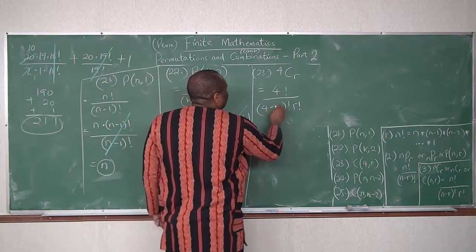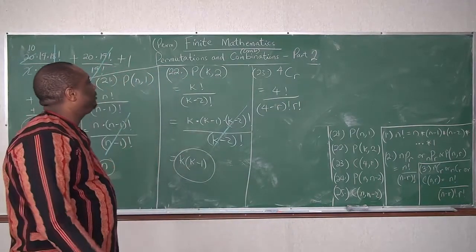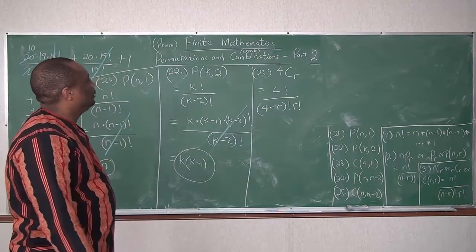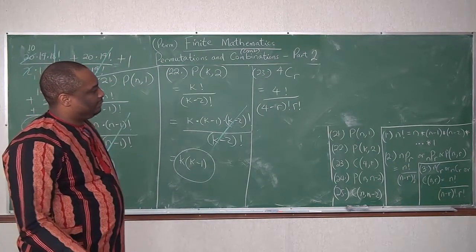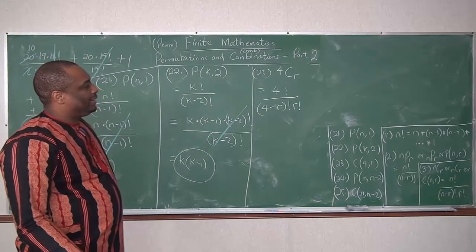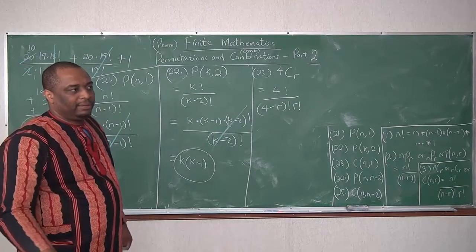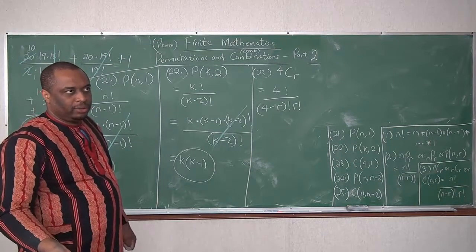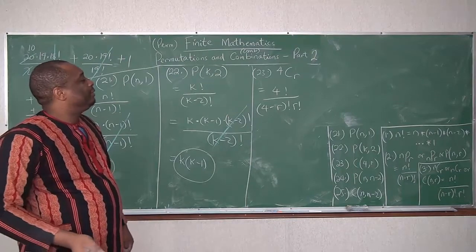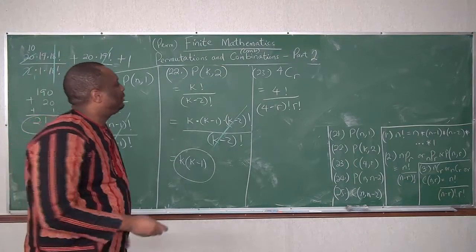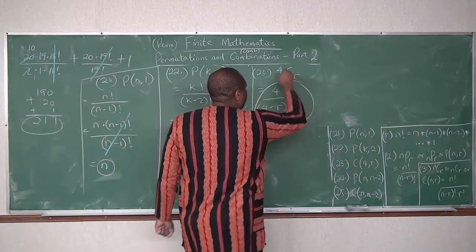If you look at this now, we don't even know what r is. Is there any way we can simplify this further? That's what you ask yourself. Because 4 factorial is 4 times (4 minus 1) factorial, which is 4 times 3 factorial. But you still don't know what r is, so just leave your answer like this.